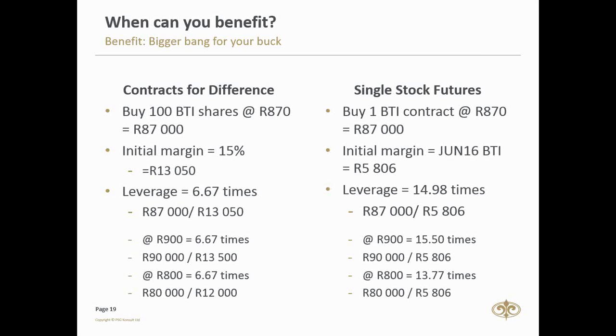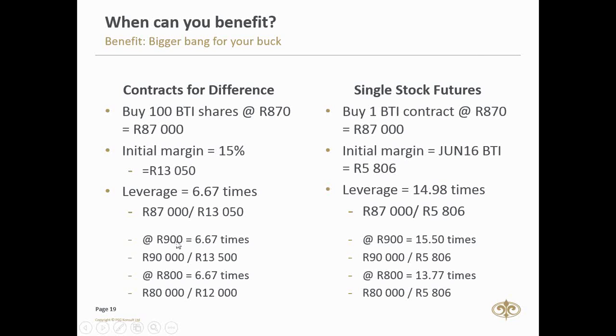And if I look at some of the differences, and this is the main thing I want to highlight, you can get a bigger bang for your buck with single stock futures. I go buy 100 BTI shares, but with CFDs, I'm bringing down 15% margin. 15% of that is 13,000 Rand. So my gearing, my leverage in this scenario, is 6.67 times. Same scenario, I go buy one contract, you can see it's much higher.